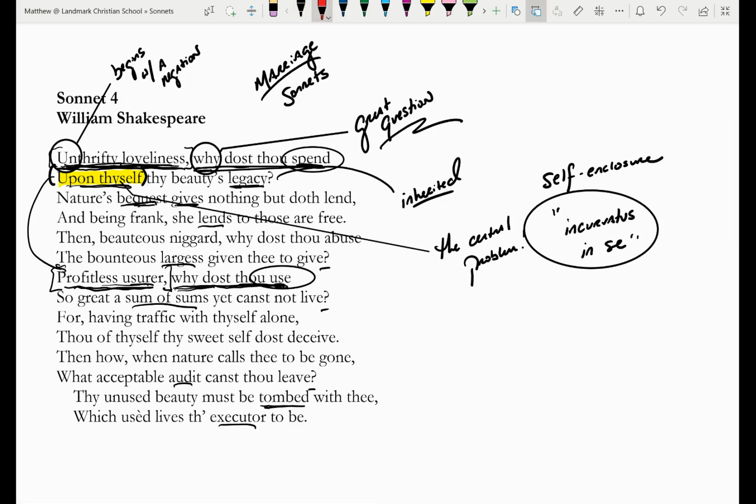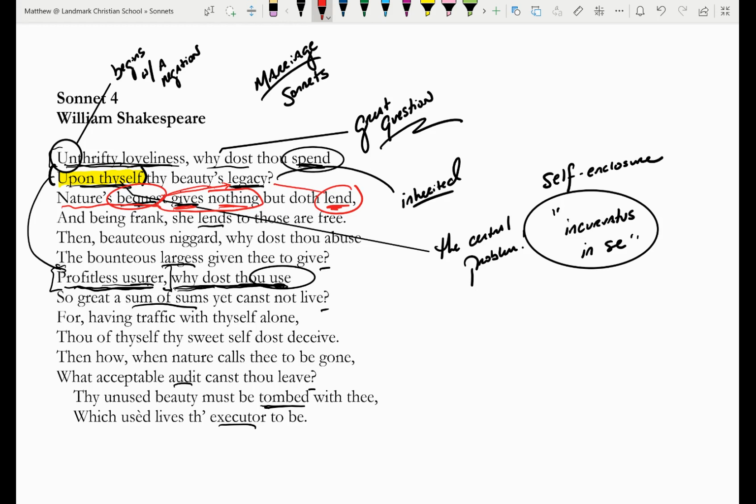So let's continue. Nature's bequest, nature's gift, right? This legacy that he's inherited. Nature's bequest gives nothing. This is an interesting assumption here. Nature's gift of beauty, nature's gift of time, it gives nothing. It lends, which again carries forward that language of finance, that pecuniary diction.